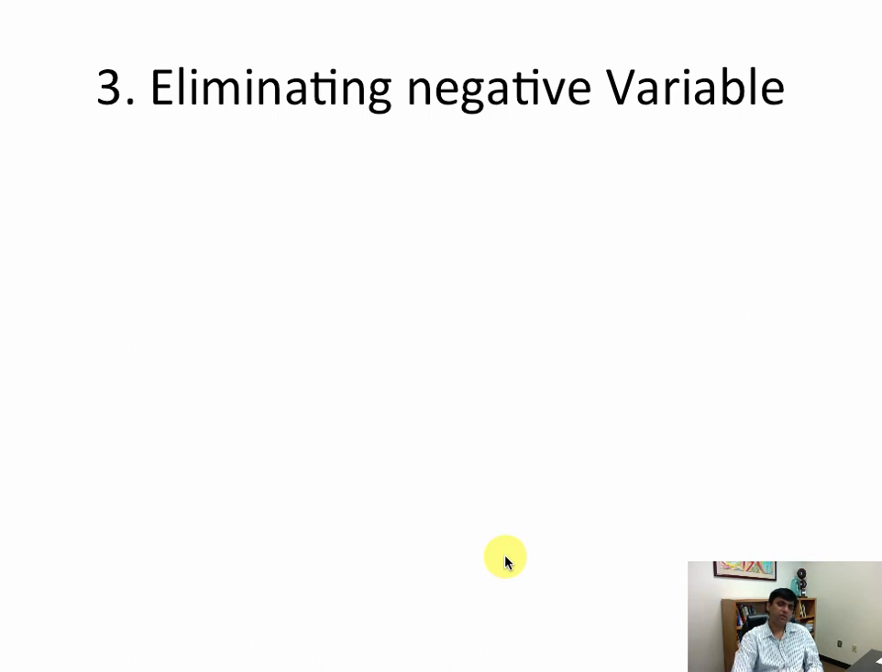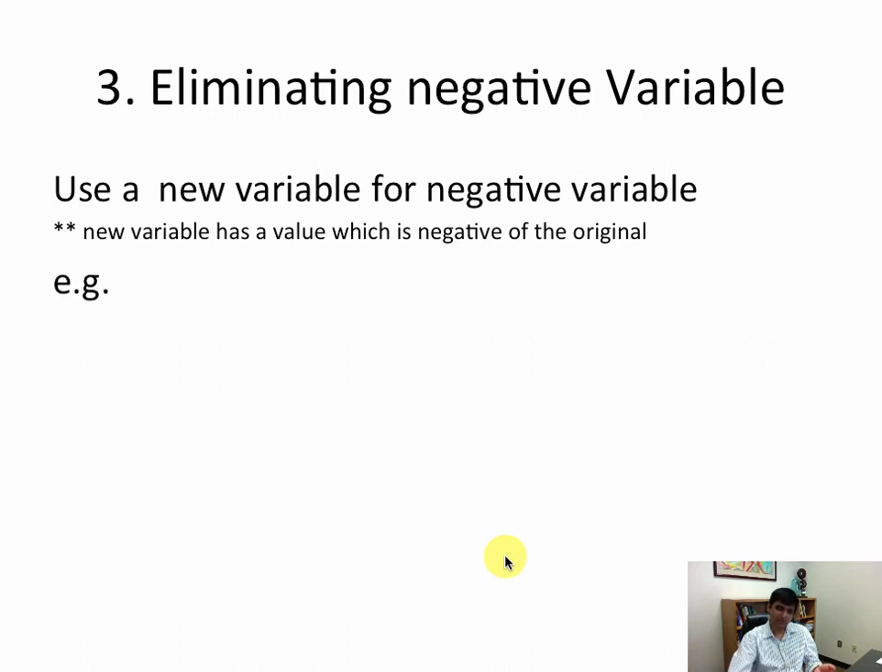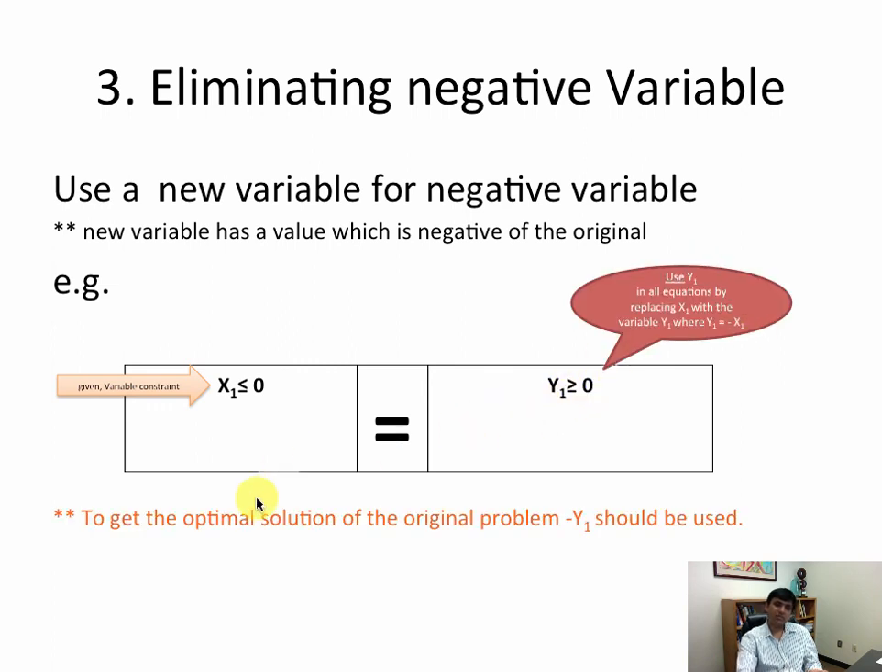Now, the third issue is eliminating a negative variable. What we do is use a new variable which is the negative of the negative variable. This will get clear as we look at this example. Say we have x1 <= 0. We will replace x1 with a new variable y1 which is greater than or equal to 0. So to get the optimum solution, -y1 should be used.